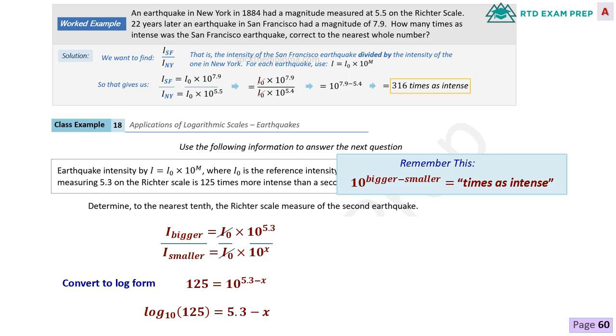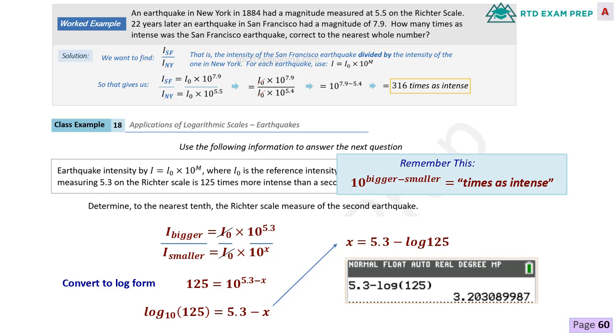So we end up with log base 10 of 125 equals 5.3 minus x. Rearrange and evaluate. So we find our answer to be 3.2. Well, that should make sense because if one of them was 100 times more intense, that would be 2 steps higher on the Richter scale, which is to say the 5.3 is 2 units higher than 3.3. So if it's 2.1 higher, then that's 10 to the 2.1, which should be a little bit more than 100, and in this case turns out to be 125 times.